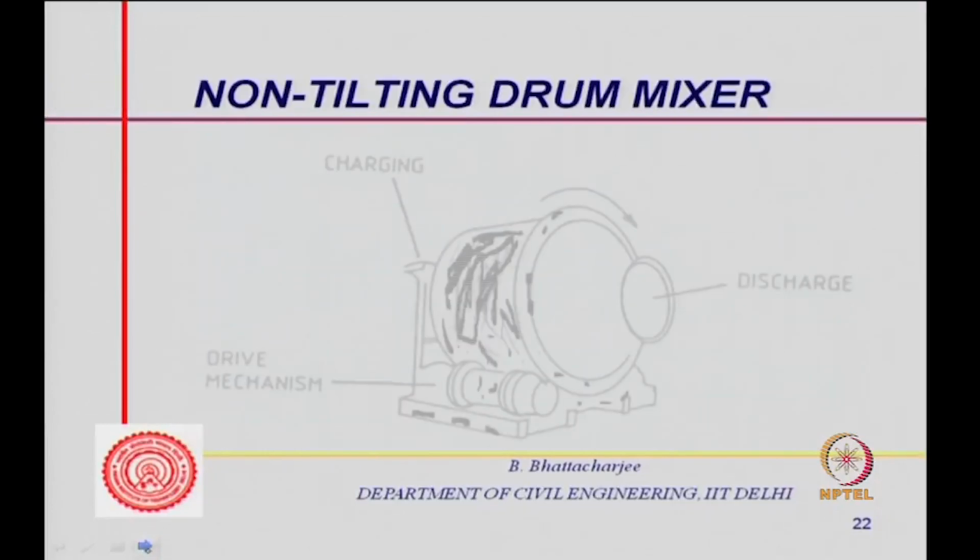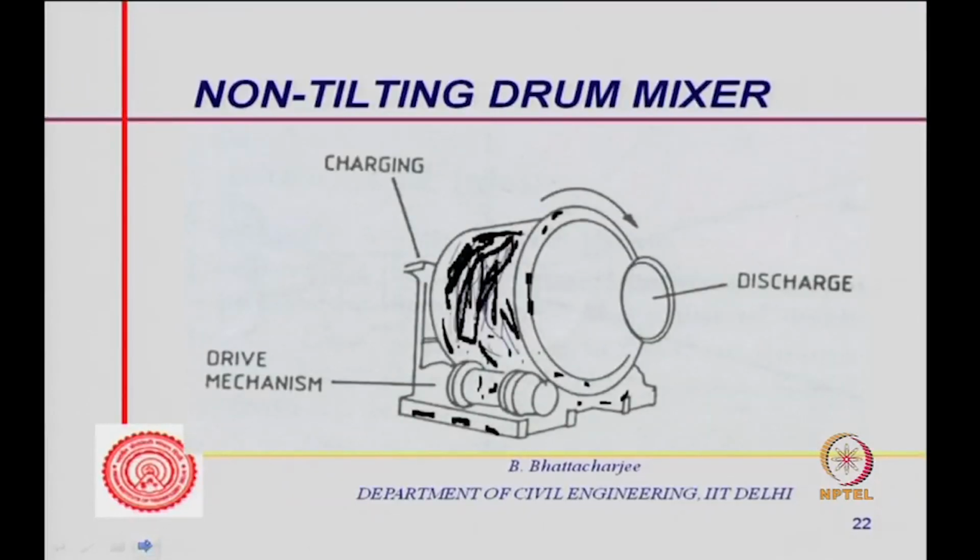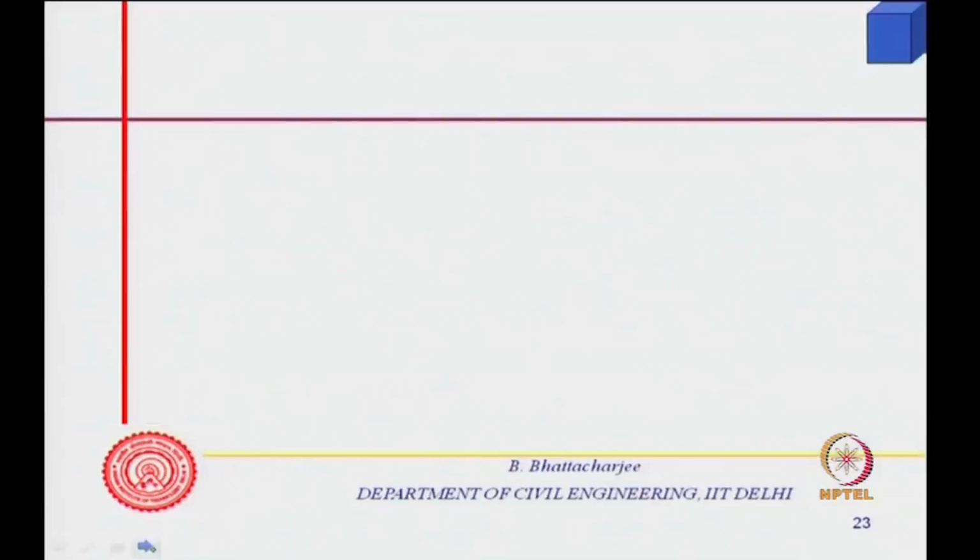But in a normal big batching plant, it is a non-tilting type. Here you charge from here and it rotates while mixing; a counter rotation would cause it to discharge through this one. This is normally closed, then you open it up. So, the counter flow causes the material to discharge out. There is of course the motor; it is not very commonly used.